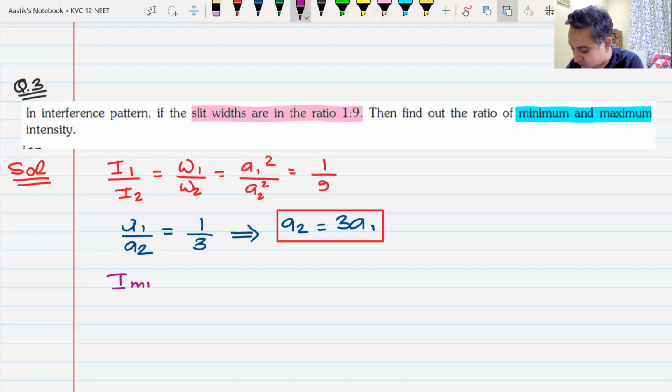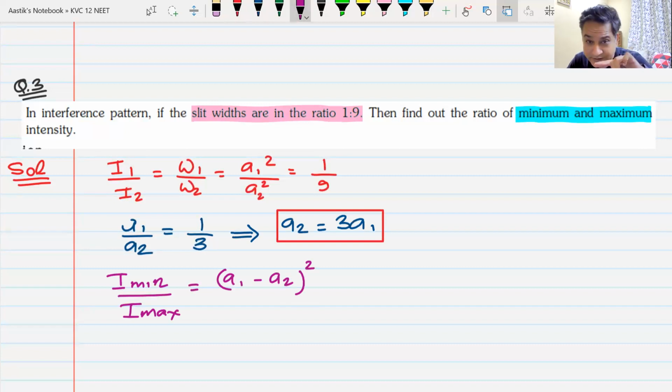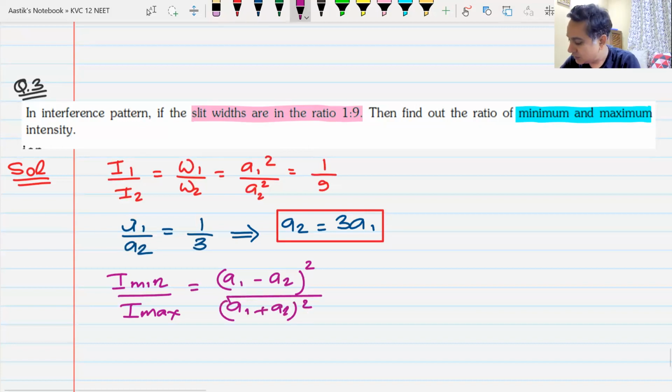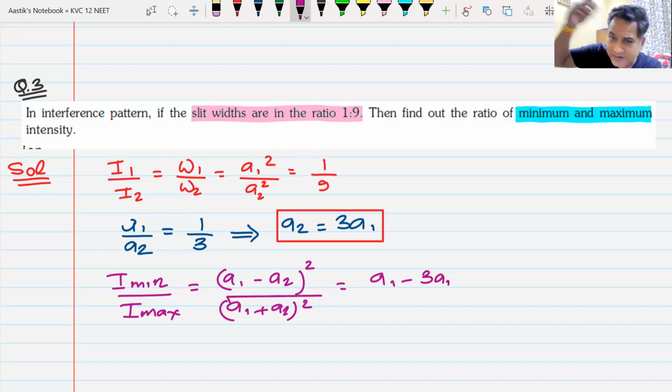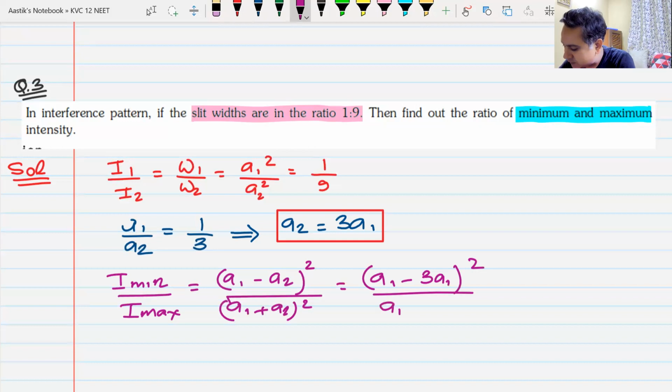After that, it is very simple, my dear friends, because now they are asking me the ratio of I min by I max. And we already know I min by I max is A1 minus A2 whole square. Remember, it is min by max, not max by min. Divided by A1 plus A2 whole square. So I can put A2 as 3 times A1 minus A1. If you don't want to write like this, you should write 3A1 minus A1. It's always the bigger minus the smaller one.